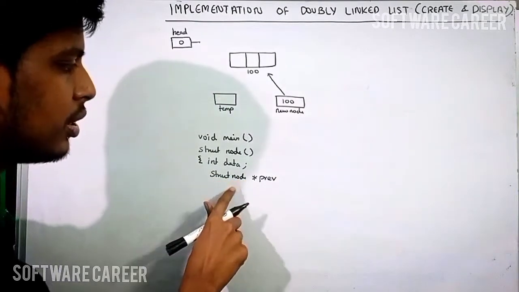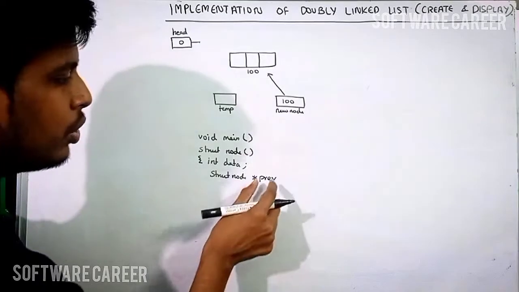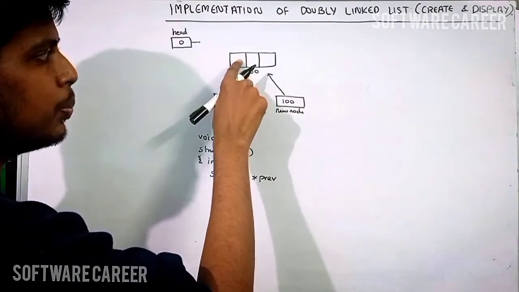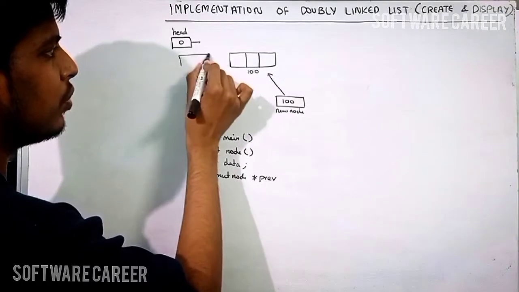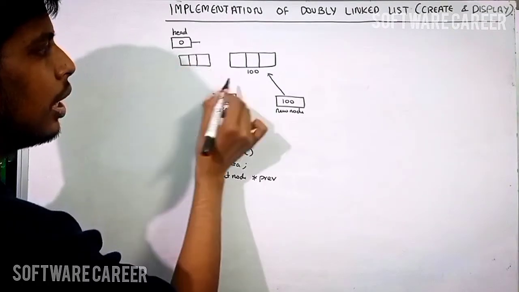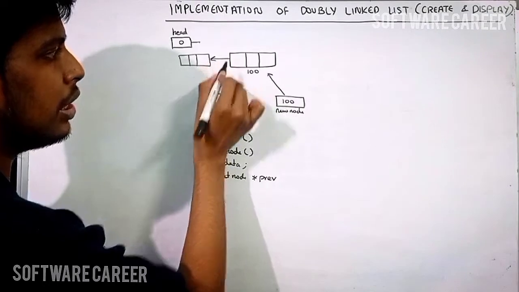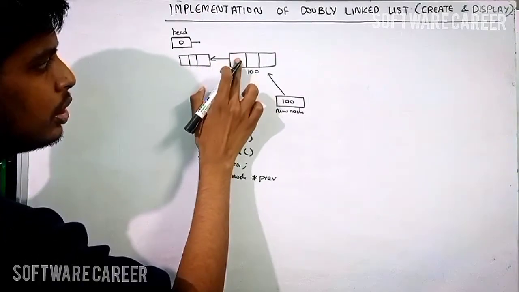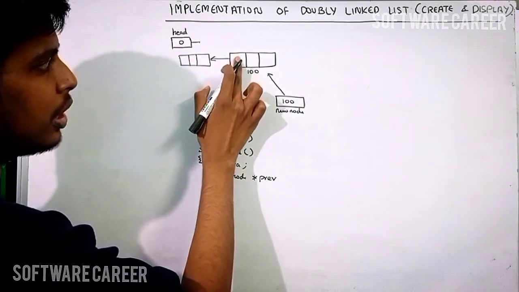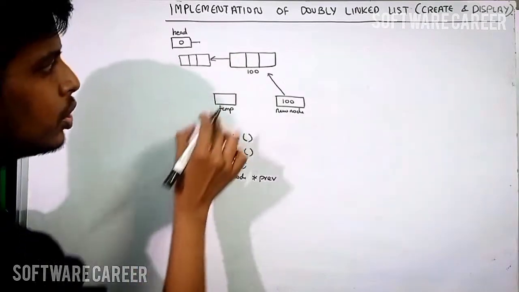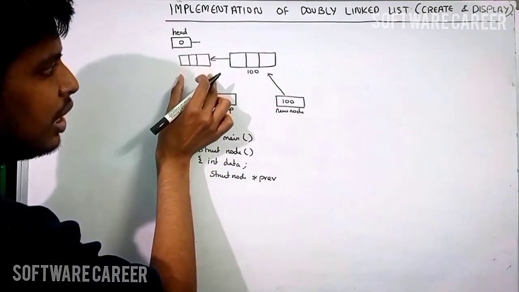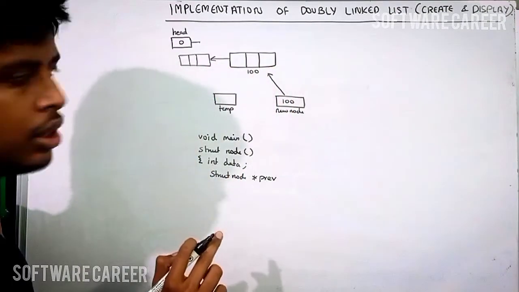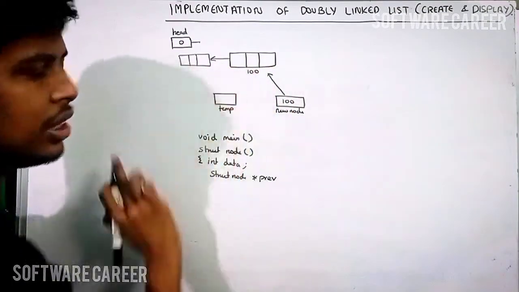Why I am writing the struct node, I'll tell you now. See, this previous pointer: suppose one node is there, and a link like this is there. Then this pointer is having the address of the previous node. So this pointer is pointing to a previous node which has the same structure as this node. So that's why both structures are the same.